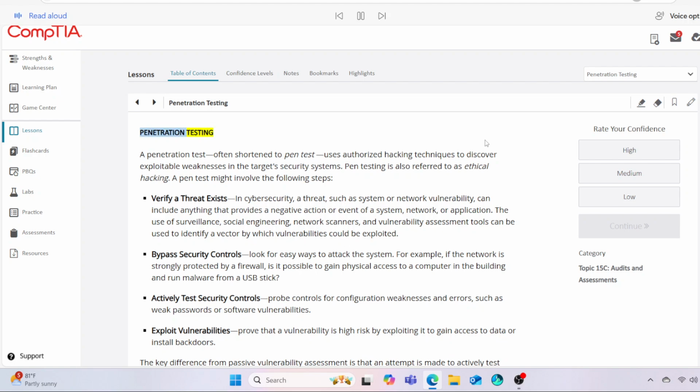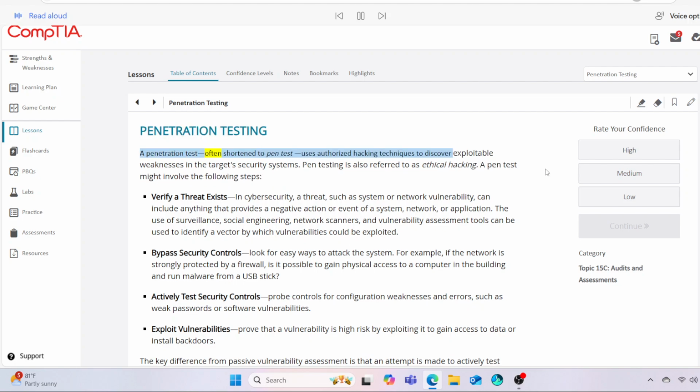Penetration testing. A penetration test, often shortened to pen test, uses authorized hacking techniques to discover exploitable weaknesses in the target's security systems. Pen testing is also referred to as ethical hacking. A pen test might involve the following steps.